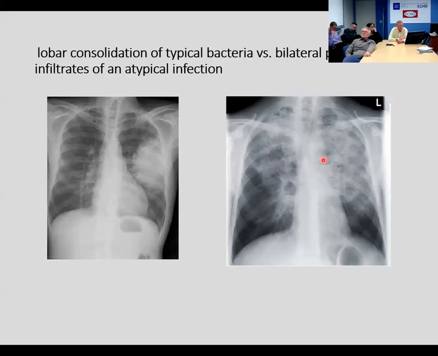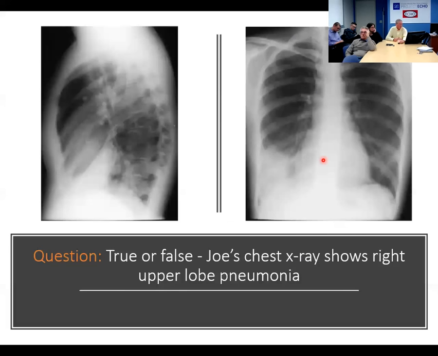And so when you see a guy like Joe Camel who's coughing, and then you look at his X-ray, you definitely want to see what pattern you see on the X-ray. All right, so this is Joe's chest X-ray. Question, true or false? Joe's chest X-ray shows a right upper lobe pneumonia. Okay, so this is the lateral, and this is the front on. So, anyone want to say what they see on this?